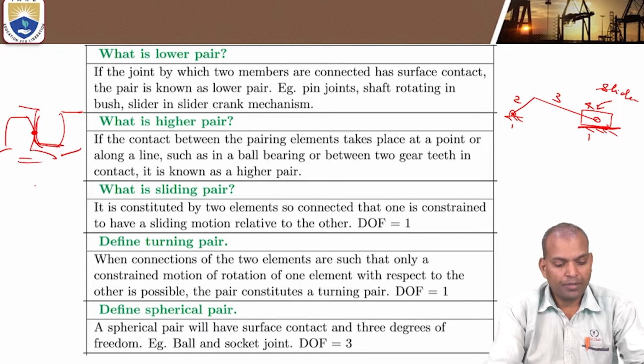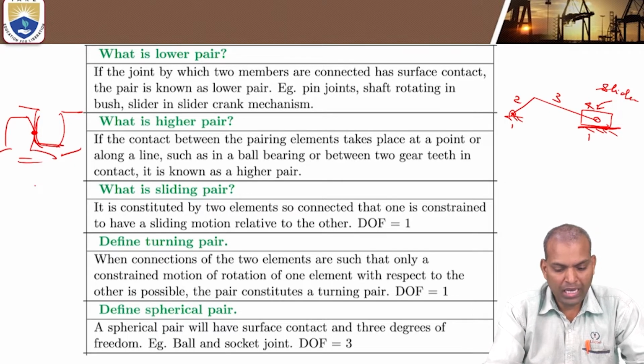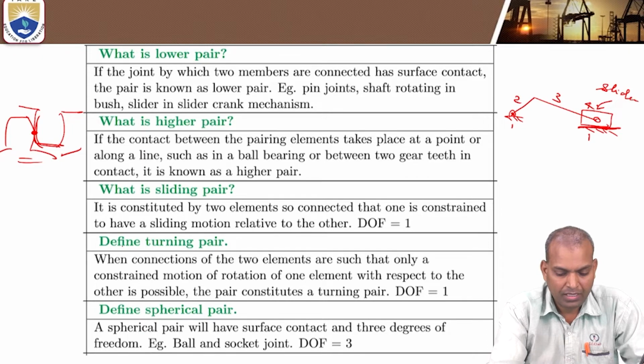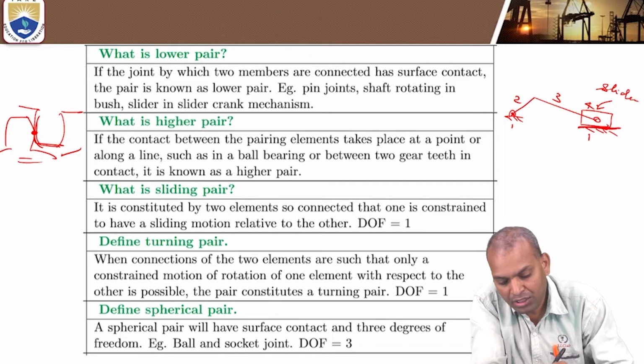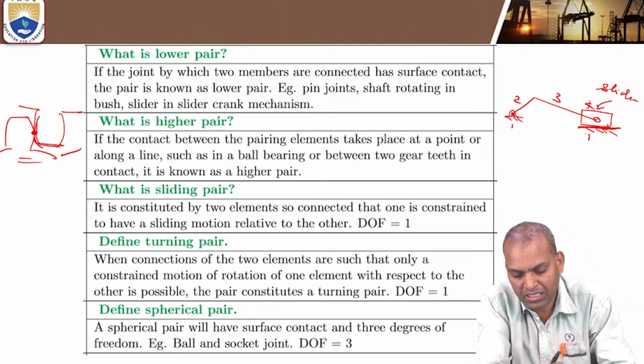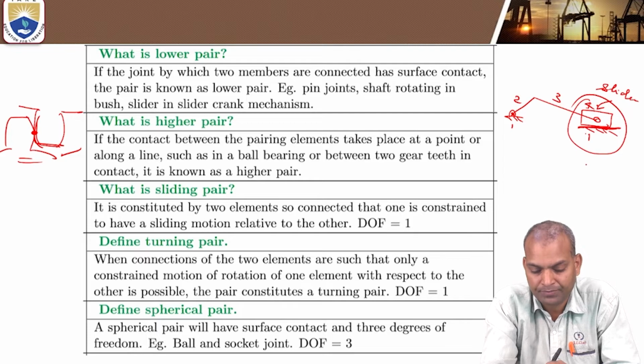Next, what is the sliding pair? When two elements are connected, that one is constrained to have a sliding motion related to the other. It is a sliding pair. The link 4 is the slider with respect to the fixed link. It is also a sliding pair.